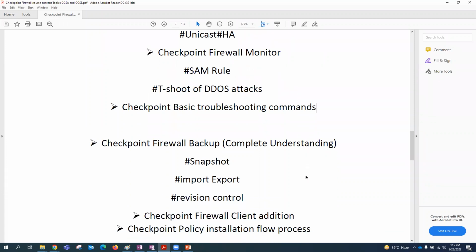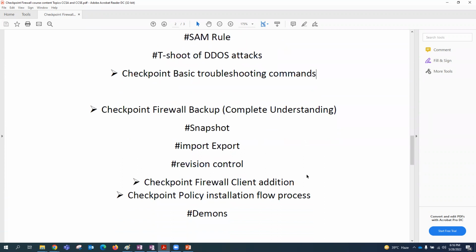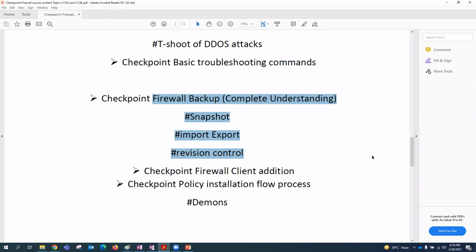Okay. And after that, we'll be having a detailed discussion about the backup: what is snapshot, import, export, revision control, in which scenario you should prefer snapshot, and what is the difference between them. We'll be having approximately 2.5 hours of discussion on this one, and we'll be taking a real-time backup, installing a real-time backup, and importing and exporting a real-time backup in our lab, right?